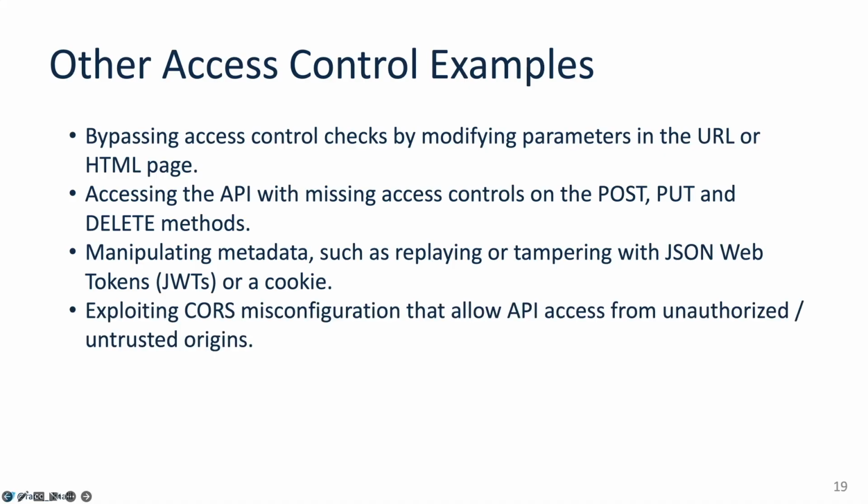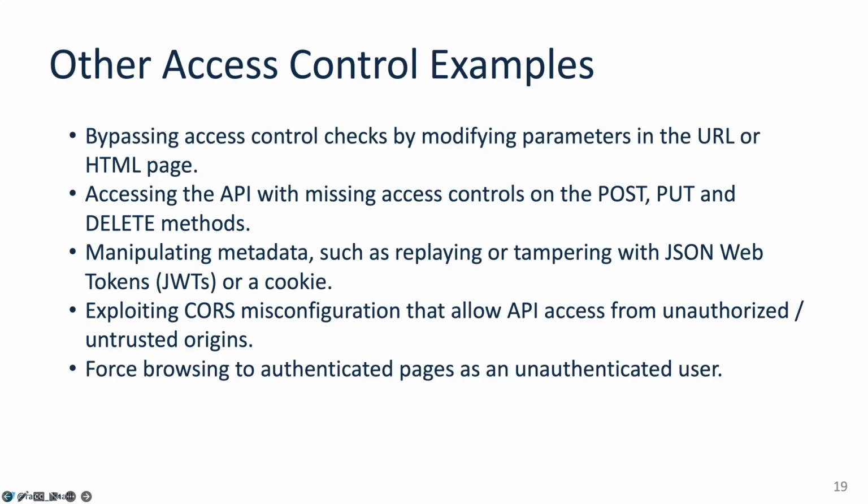Fourth is exploiting cross-origin resource sharing misconfigurations that allow API access from unauthorized or untrusted origins. For this topic, I've got over 2.5 hours of content explaining exactly how to exploit CORS misconfigurations. So what I'll do is I'll link the videos in the description if you're interested in learning more about that.